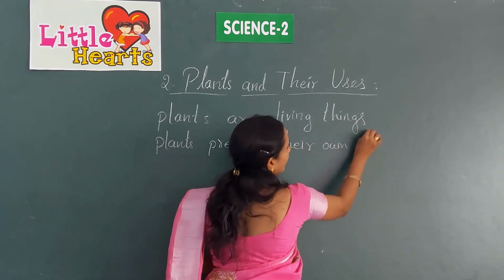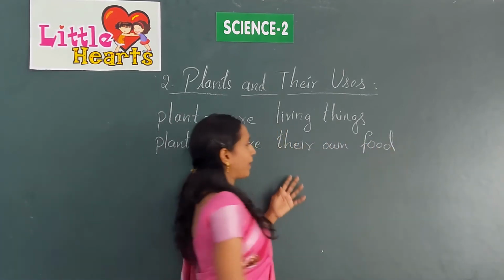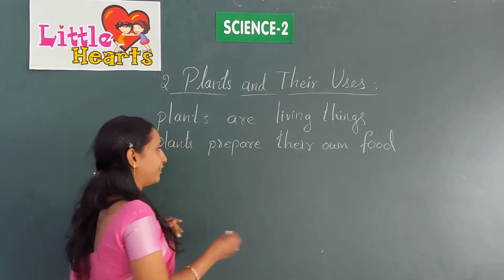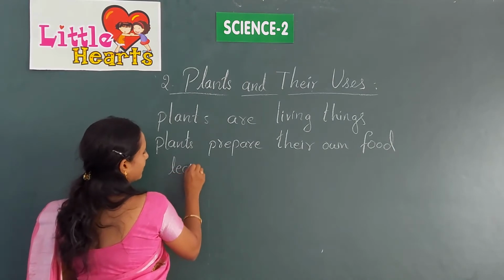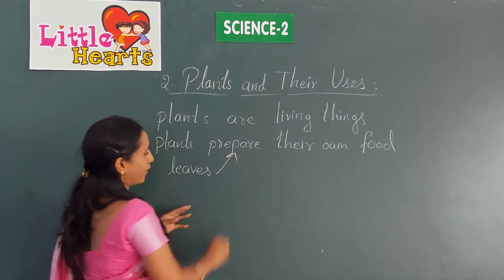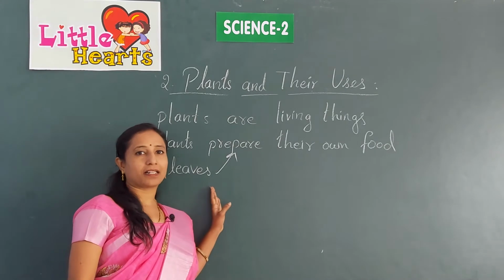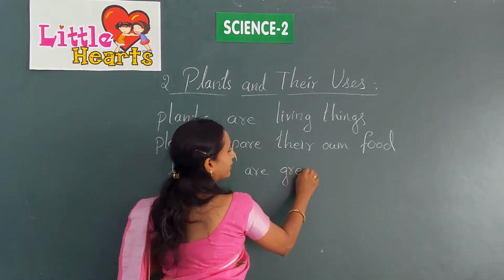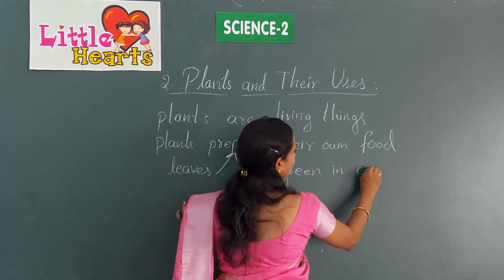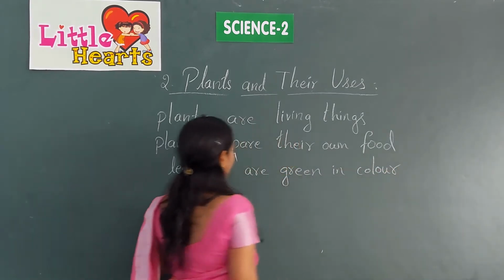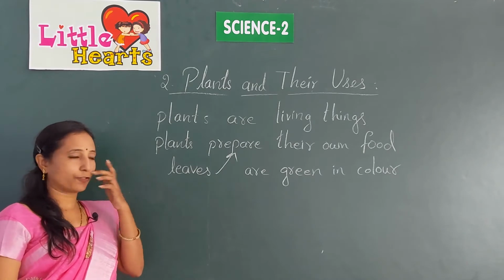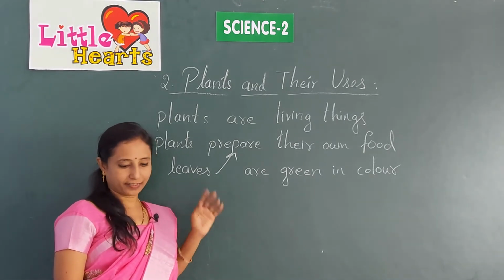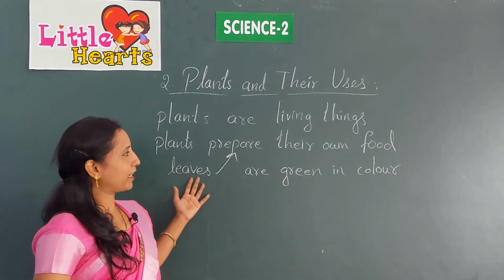So which part prepares food for the plant? Leaves. Leaves prepare food for the plant. And what is the color of the leaves? Leaves are green in color. These help the plant to prepare its food, so they are called the food factories of the plant. So what do we get from these plants?